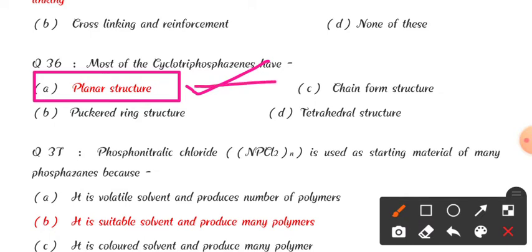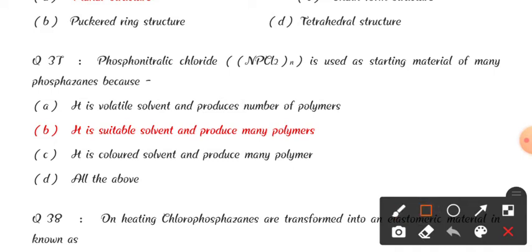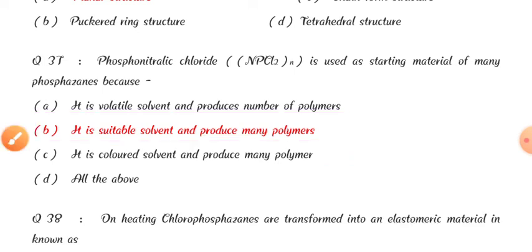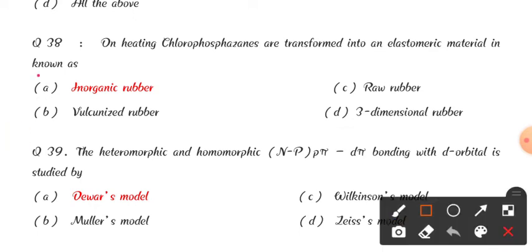Now question number 37: phosphonitrile chloride is used as a starting material of many phosphazenes because, option B, it is a suitable solvent and produces many polymers, which is the correct answer. Now next question, question number 38: on heating, the chlorophosphazenes are transformed into an elastomeric material known as, option A, inorganic rubber, which is the correct answer.